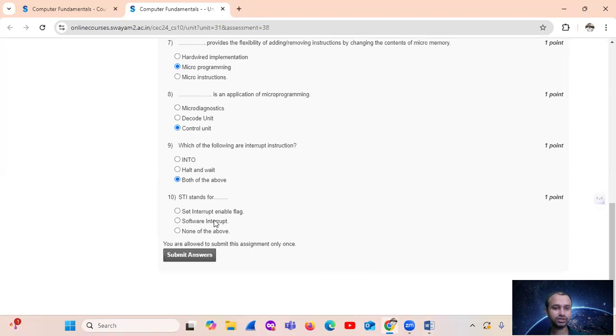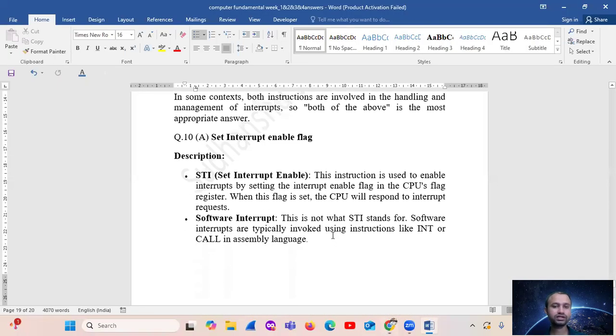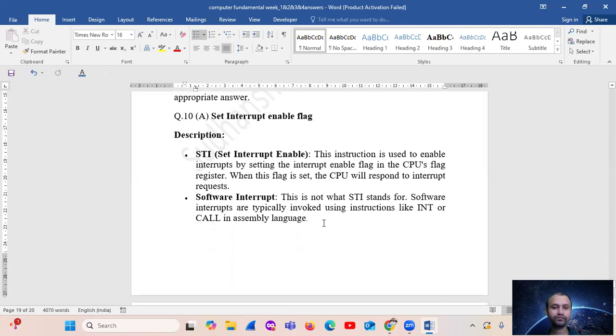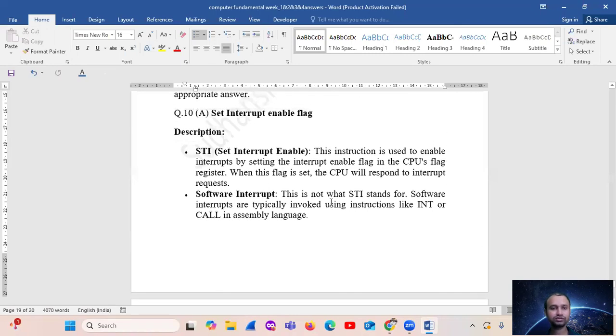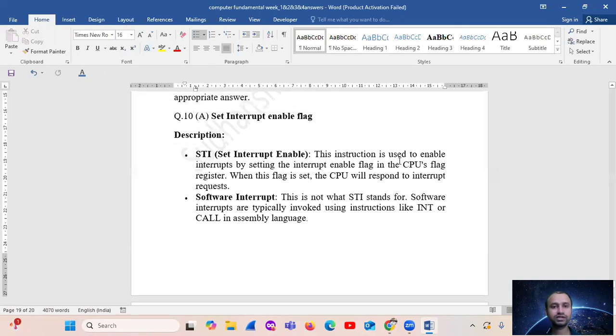Question 10. STI stands for set interrupt enable flag. So option number A, set interrupt enable, that is STI. This instruction is used to enable interrupts by setting the interrupt enable flag in the CPU's flag register. When this flag is set, the CPU will respond to interrupt requests. Then software interrupt क्या है? ये कुछ नहीं है actually. So software interrupts are typically invoked by the instruction INT or call instructions. So cancel the option for it, that is set interrupt.